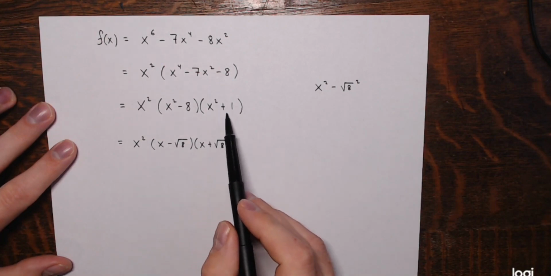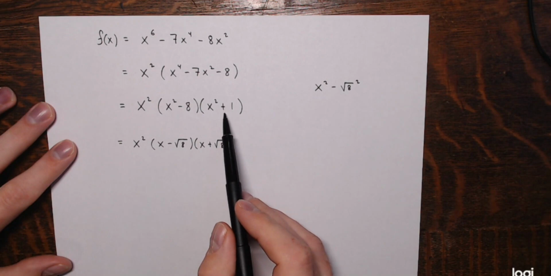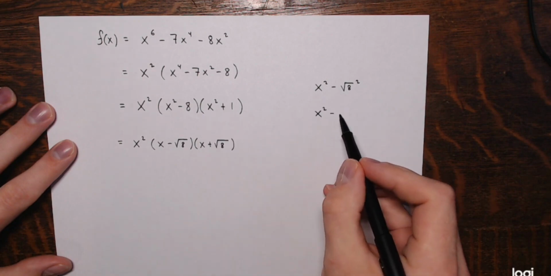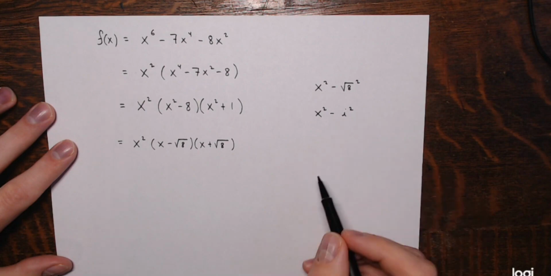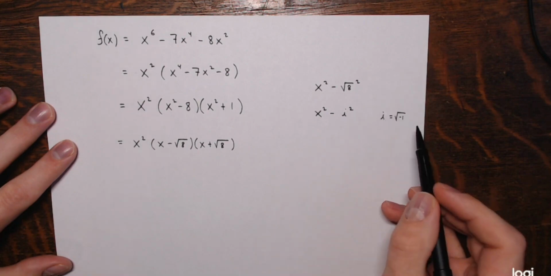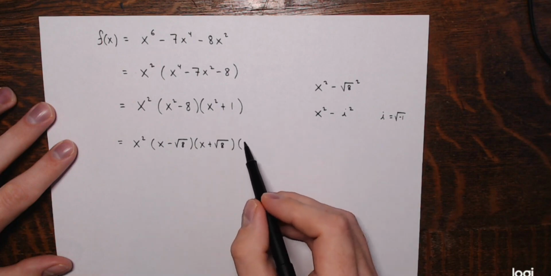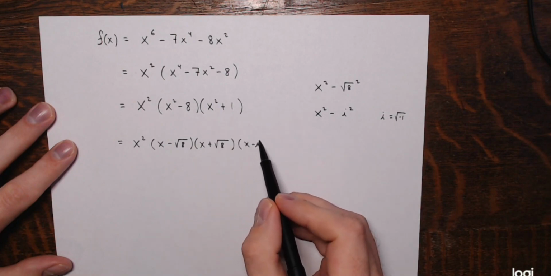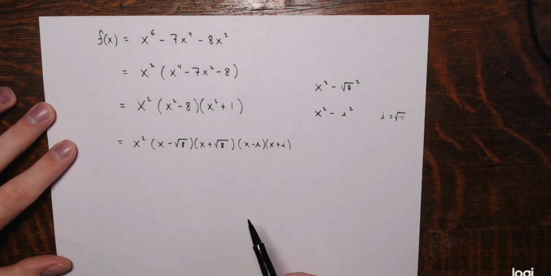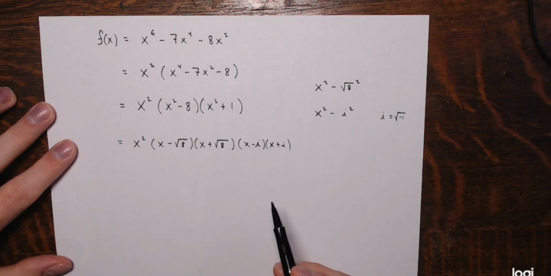And then this here is kind of silly, but you can think of this as x squared minus i squared. Remember, i is the square root of negative 1. So you could factor that to x minus i times x plus i, right? But that's going a little too far with the imaginaries. They're only looking for the real zeros. They even say in the instructions, find all the real number zeros, no imaginaries.